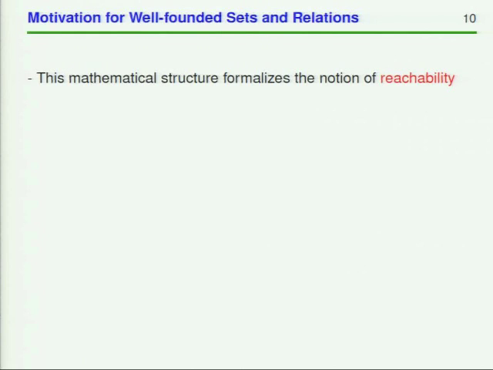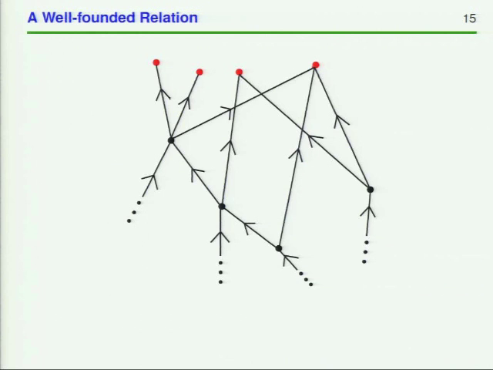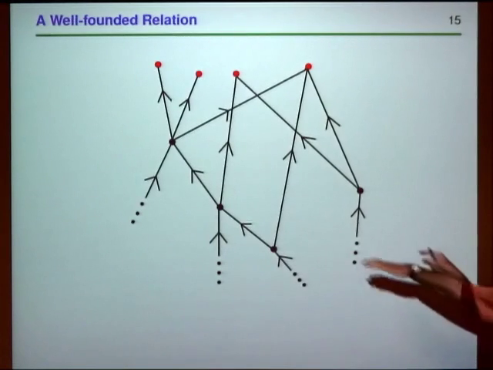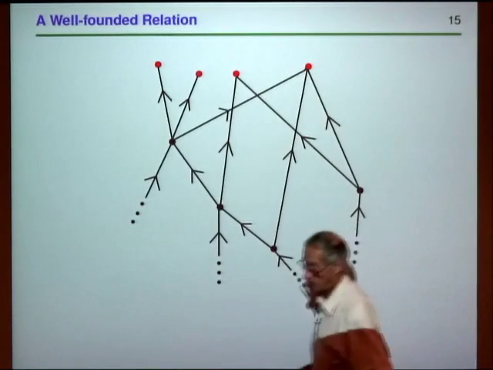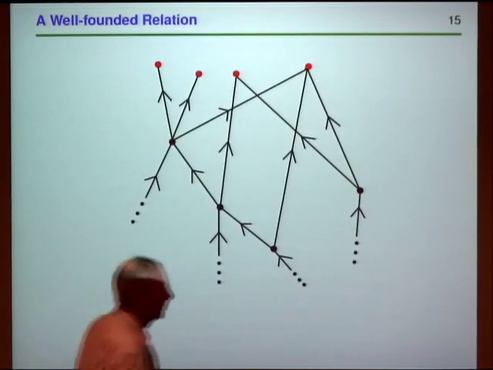So a motivation for a well-founded set and relation: this mathematical structure formalizes the notion of reachability. Things are reachable. And a discrete transition which either terminates or eventually reaches certain states. It formalizes well-founded traces. And here is a well-founded relation. So you have a relation. It goes into infinity in this direction. But when we go in the other direction, at any node, there is only a finite path to this red node. Okay? So this is the informal definition of well-founded.